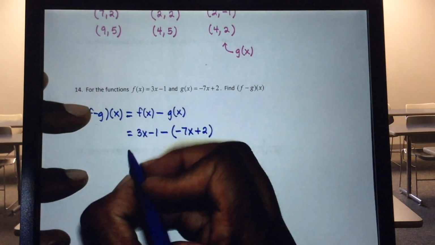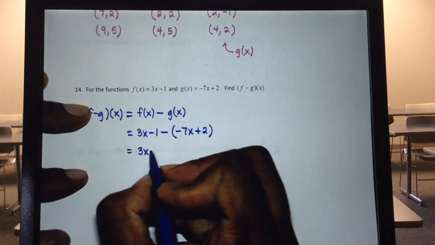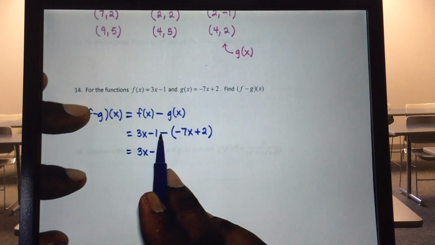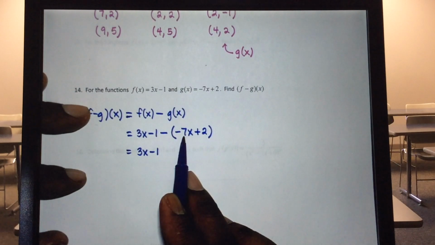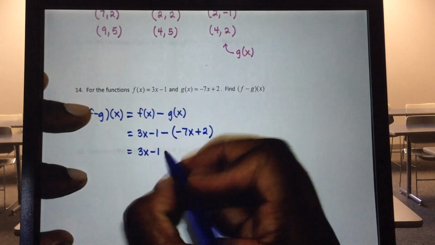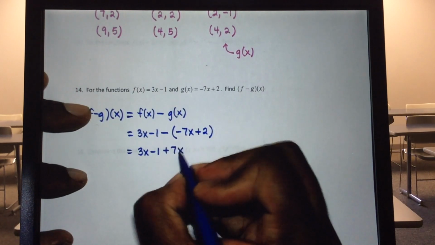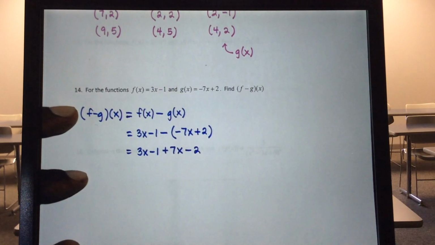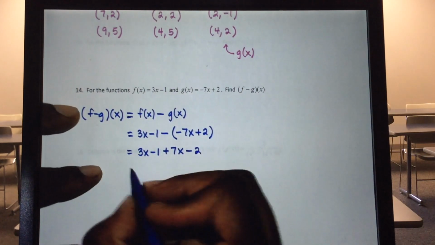Now here's what I'm going to do. Bring down the 3x minus 1. This minus sign will change the sign of each term in the parentheses to the opposite. So that minus sign will make the negative 7x a plus 7x. The minus sign makes a plus 2 a minus 2. And then we're going to combine like terms here.